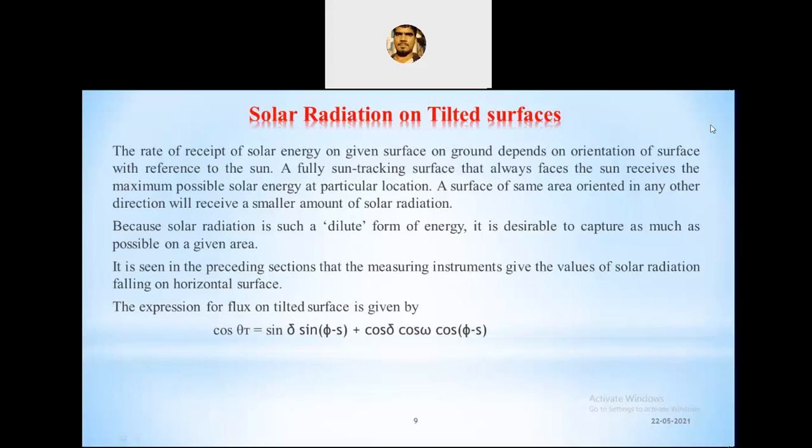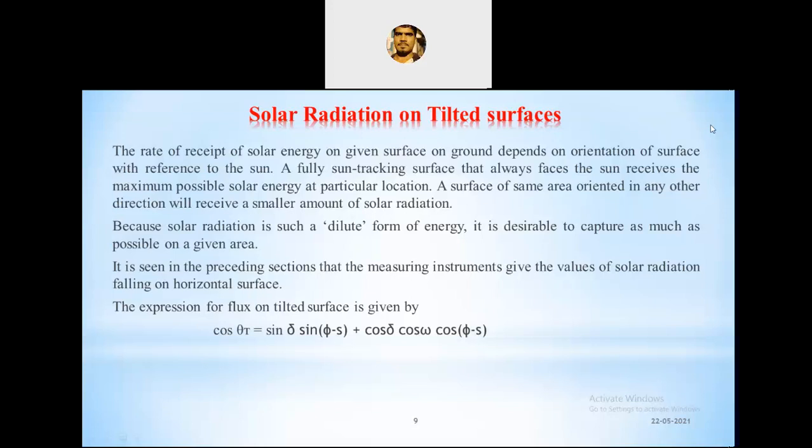By using this equation, cos theta t is equal to sine delta sine phi minus s plus cos delta cos omega cos phi minus s. This is a standard equation. By using this equation we can find out the inclination of the particular tilted surface.